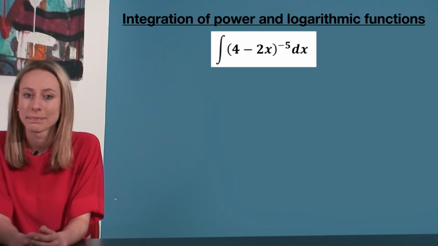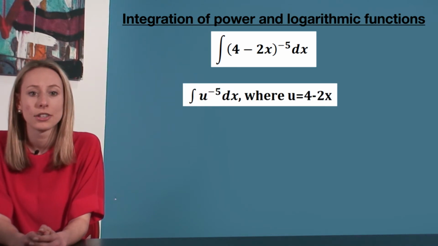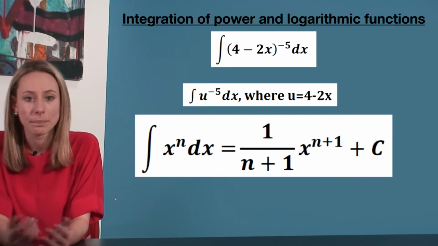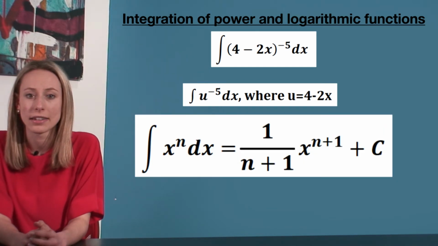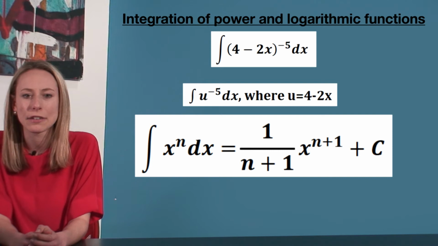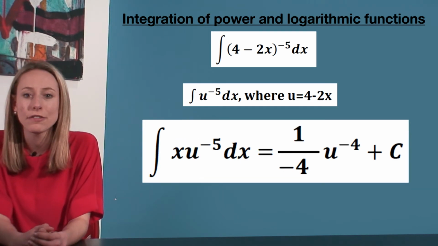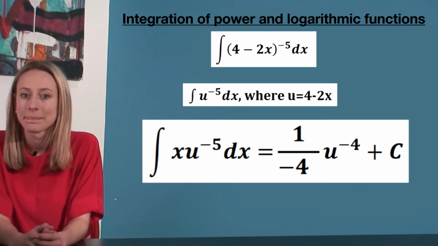For the first part, we will assume that the function is the integral of u to the -5, and we will use the formula, the integral of x to the power of n equals 1 over n plus 1 times by x to the n plus 1 plus c. Since n equals -5, this problem is relatively easy now. Just substitute in -5 for n to get this.